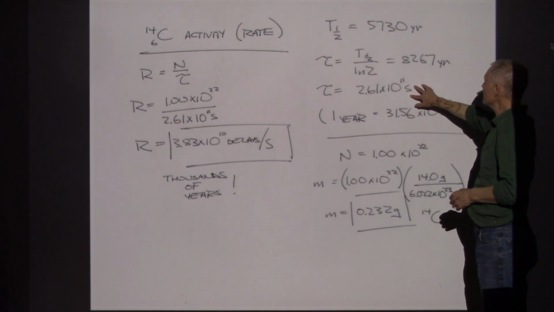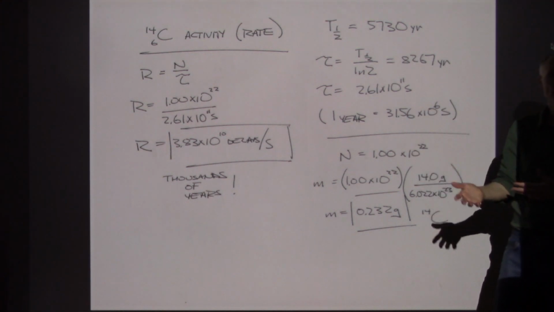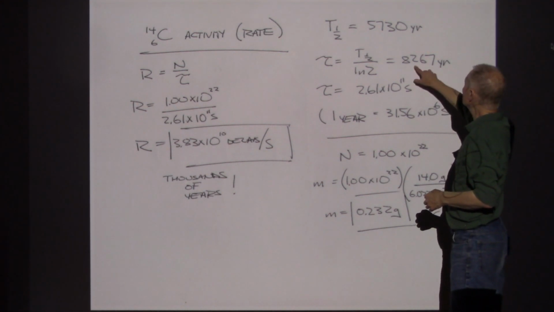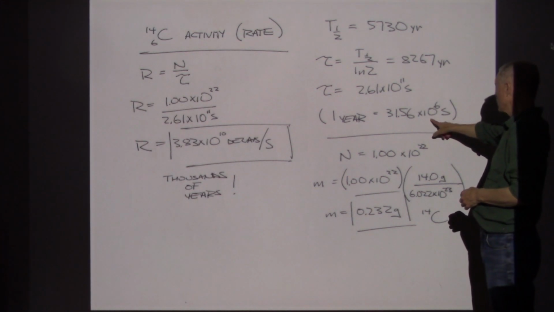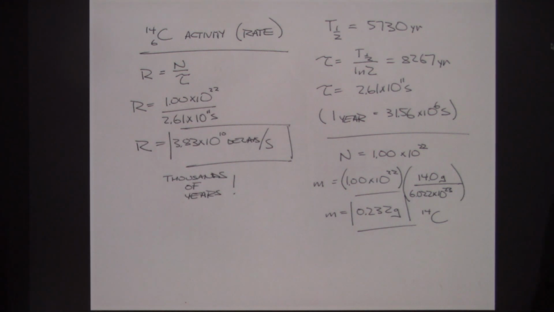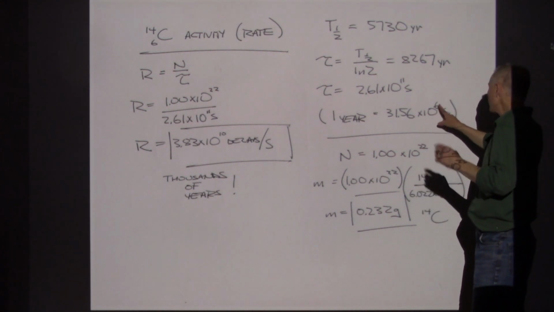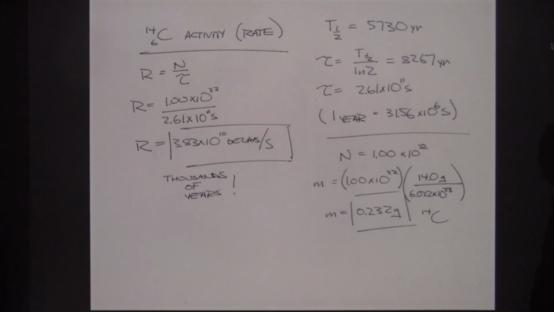I want that in seconds, because I want to calculate at what rate the carbon-14s are decaying. So I've converted the lifetime into seconds, that's 2.6 × 10^11, using this conversion factor here. 1 year is 365.25 days times 24 hours times 60 minutes times 60 seconds, which works out to be 31.6 million seconds. That's why the years just fly by, because 31 million seconds and the year's gone.